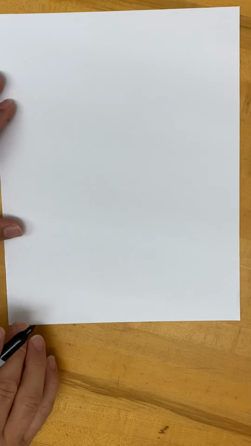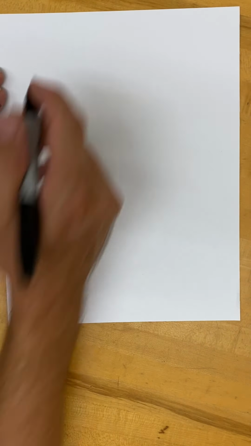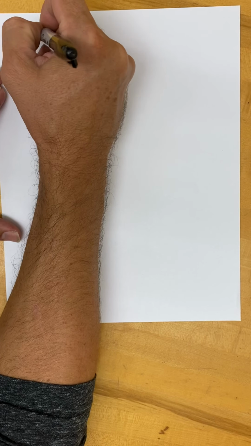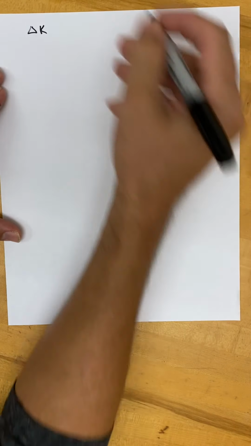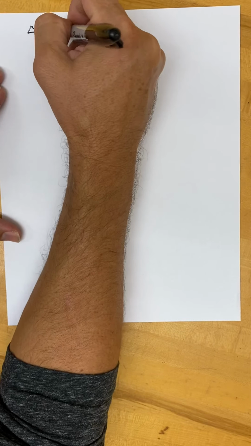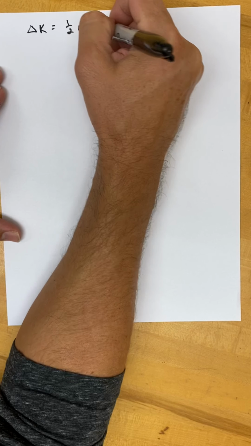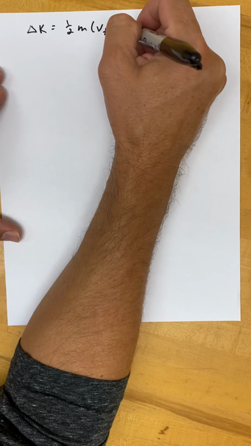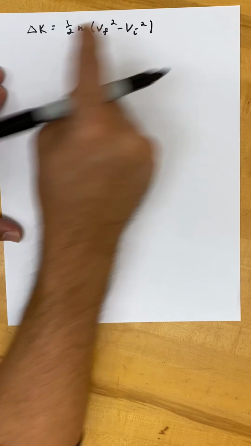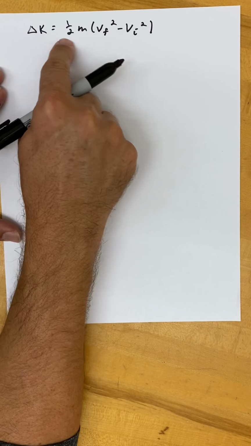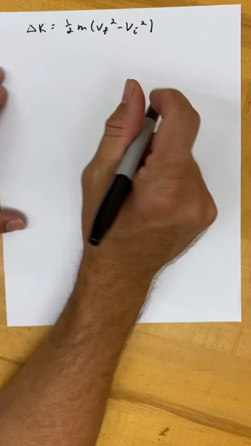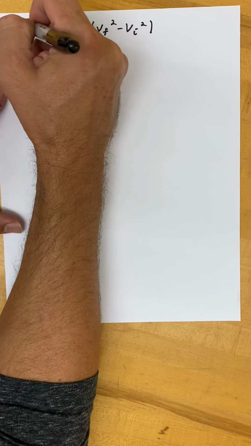To start out this video, I want to remind you of something we found in the last video. A change in kinetic energy, 1/2 m (v final squared minus v initial squared). That is my delta K. Of course, you can distribute the 1/2 m if you so desire. But this is a change in potential energy.